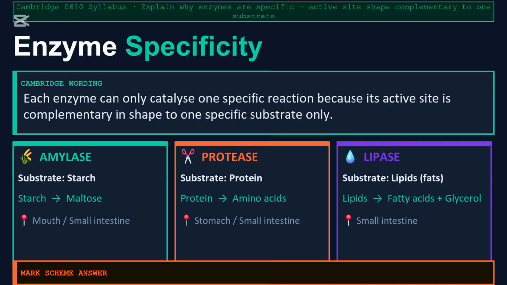If the exam asks, why is amylase specific to starch? Your answer is: the active site of amylase is complementary in shape to starch only. Other substrates cannot bind to the active site of amylase. Write that exactly like that.